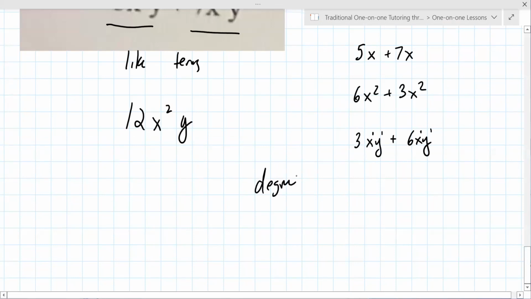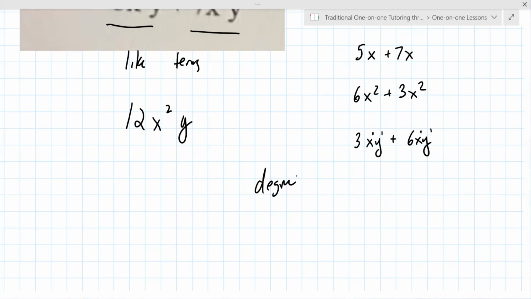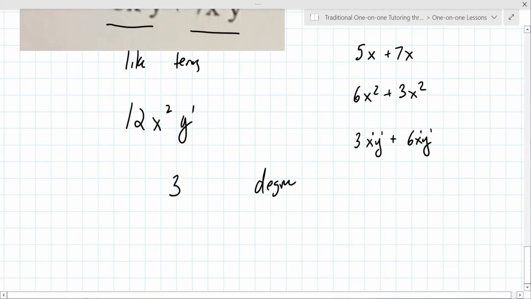So math is full of exceptions. It's probably one of the reasons most people are frustrated with math. And I'm with you. I don't like the exceptions because it's like, well, when do I know to use them? So this one's degree is 3. And the reason it's 3 is you take the power from the x and you take the power from the y and you add it together.